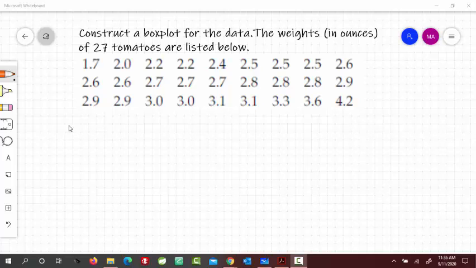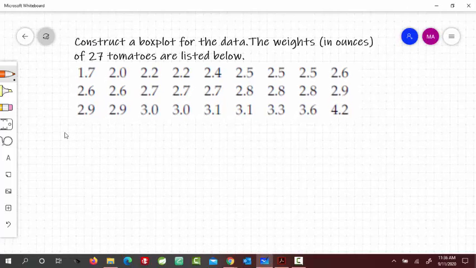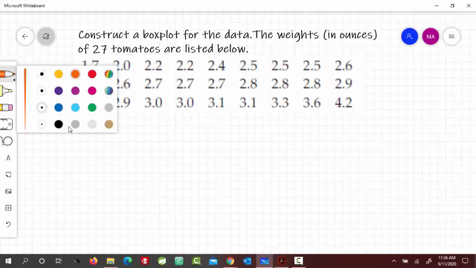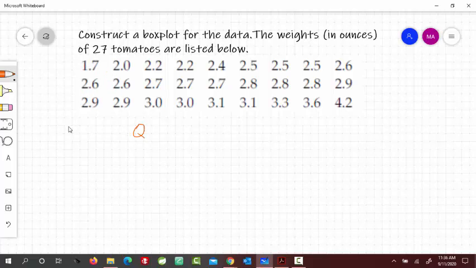The first thing we have to do is find the quartiles, for example, quartile 1, quartile 2, and quartile 3. Finding these values. Now, quartile 2, or the second quartile, is the median of the data. That's the middle value, and you see that there are 27 values.